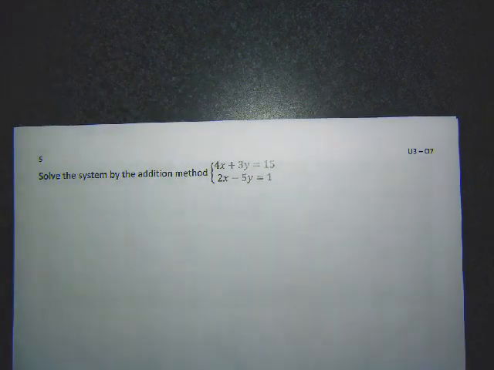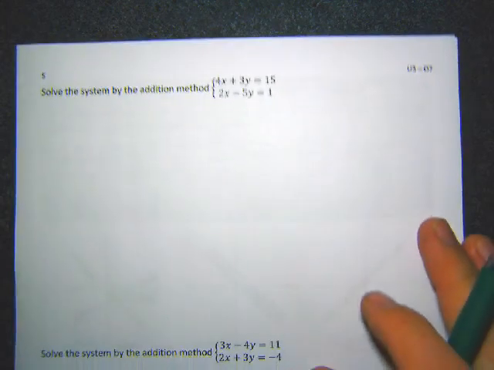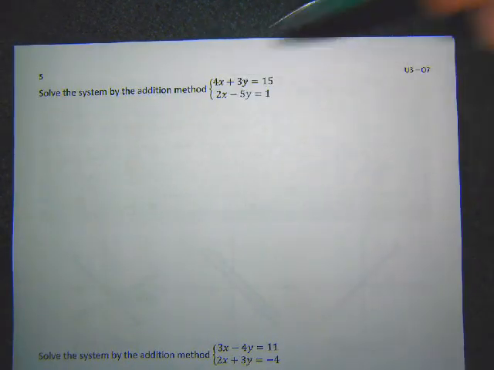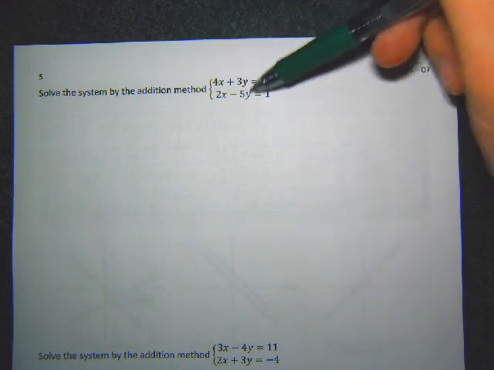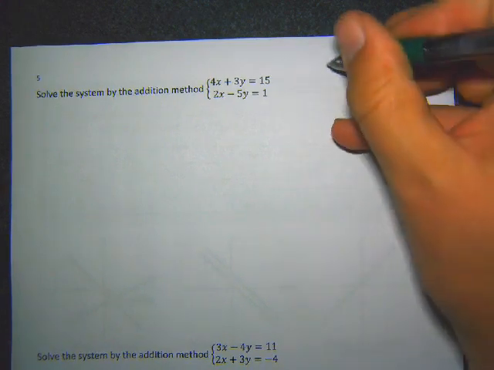Now let's try one addition method where it's not set up quite as nicely as we want. So it is lined up, right? We still have x's, y's, and numbers. So that's nice. The problem here is if I were to add these right off the bat, I do 4x plus 2x, I get 6x. I do 3y plus -5y, I get -2y. And you see if I try to add these right now, nothing would cancel. So note that nothing cancels.